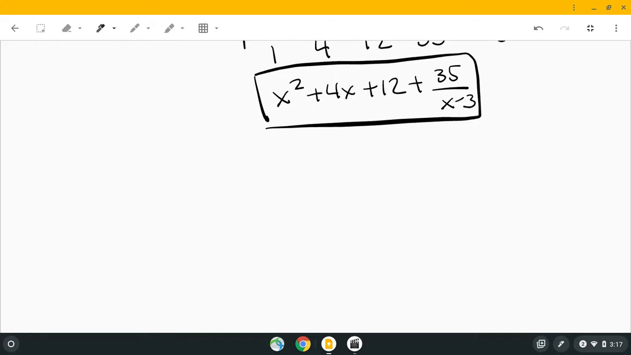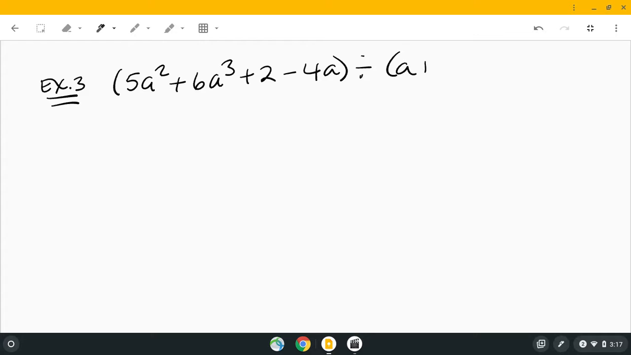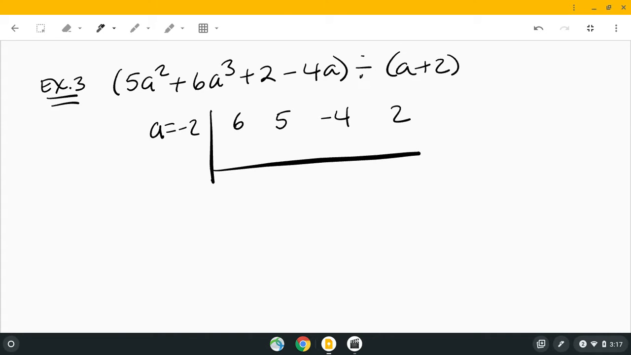Okay, I'll do another one. And then I'll have you try one. Suppose I have 5a squared plus 6a cubed plus 2 minus 4a divided by a plus 2. So setting it up, a equals negative 2. And then over here, this is out of order. So 6 will go first, and then positive 5, and then negative 4, and then 2. Make sure it's in descending order.